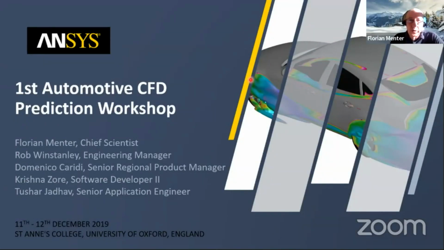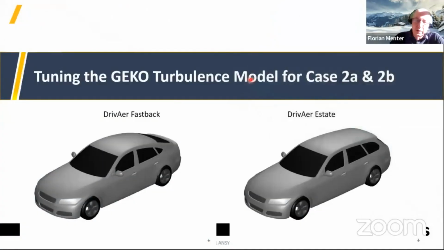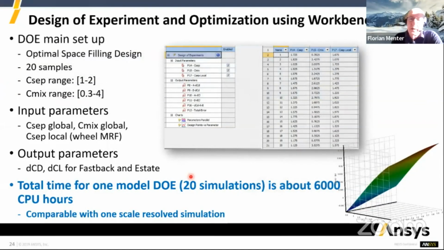Now, in order to further increase flexibility, let's look at a few things we can do with the GEKO coefficients beyond global changes. We had a workshop last year in 2020, I think it was, in Oxford, where there was a comparison of DrivAer fastback and DrivAer estate. So these are two generic car models originally coming from the Technical University in Munich. And there's experimental data. And in this case, my colleagues used a design of experiment to define the optimal GEKO coefficients for these applications.